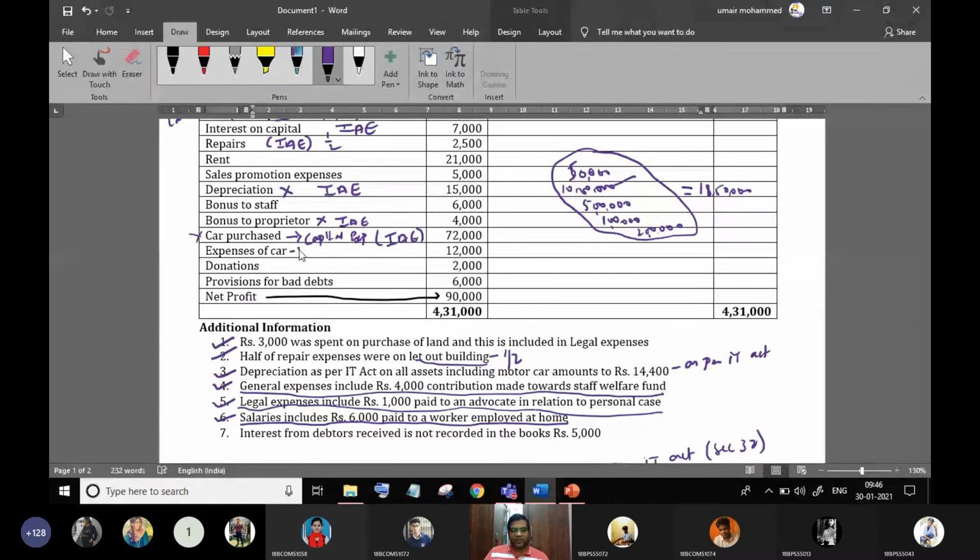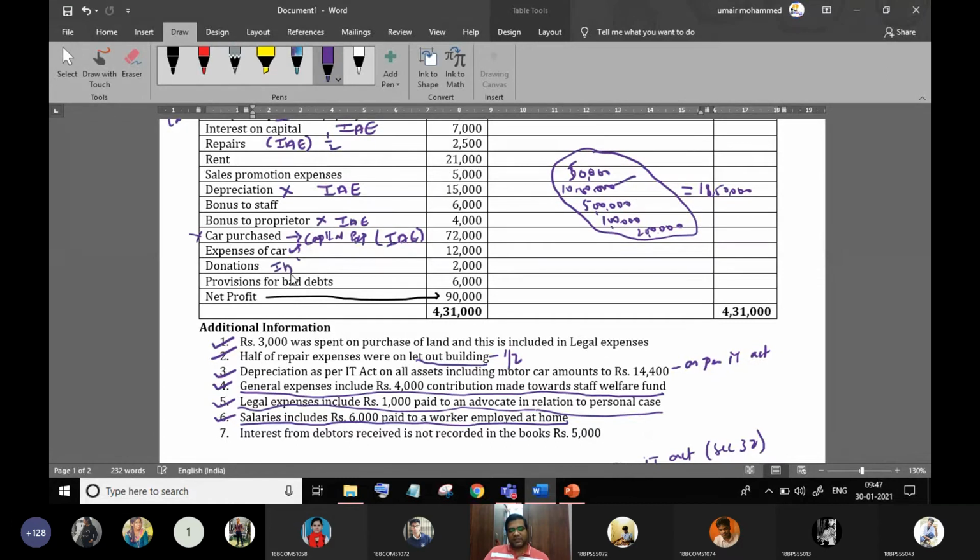Now, how did we come to conclusion whether it is used for business or not? We saw the adjustments. Nowhere it is mentioned that it is used for personal use. So we assume that this is used for business, and therefore we are allowing car expenses. Sometimes what happens, you will be given the adjustment which says that car is used for 50-50, 50 for business, 50 for personal. In that case, you will take only half the expense, or the proportion to which the car is not used for business will become inadmissible. Now, in the absence of information, we assume the entire car is used for business, and therefore car expenses, which are revenue expenditure, is allowed. So we don't have to do anything.